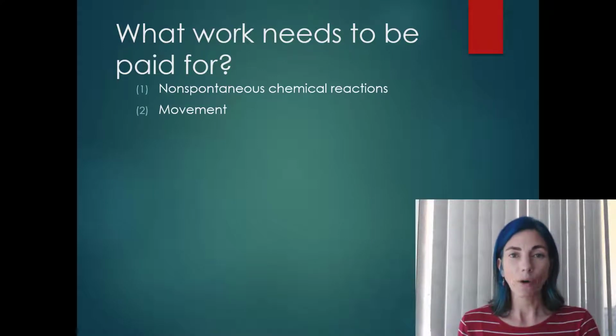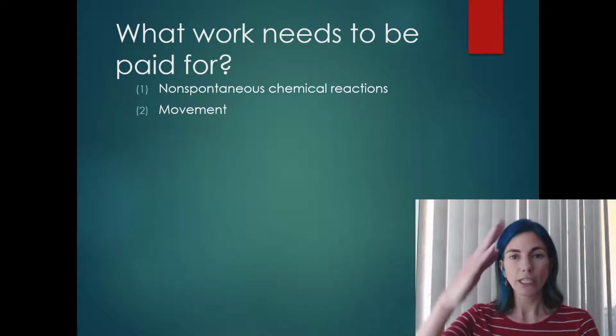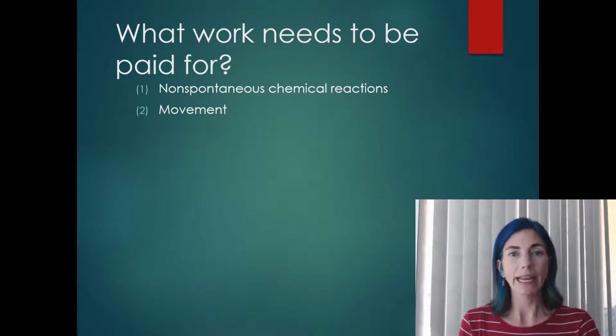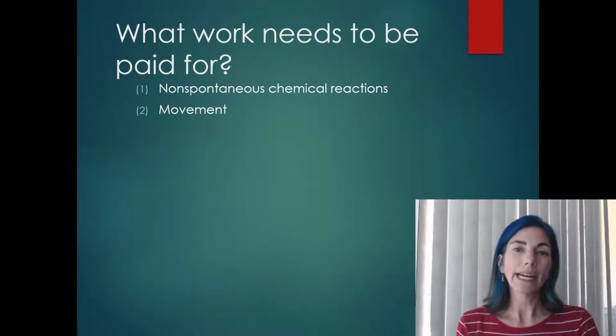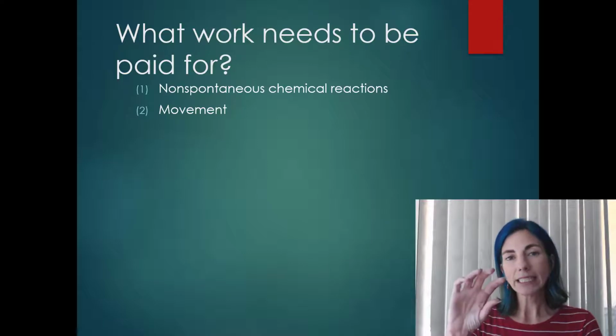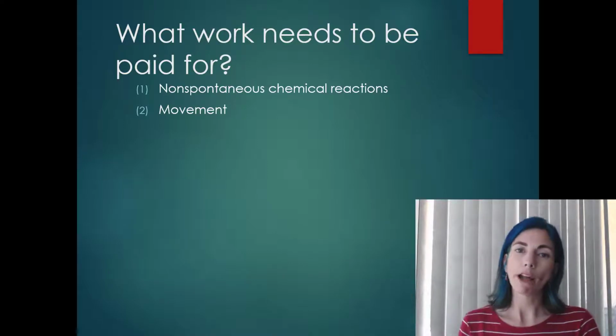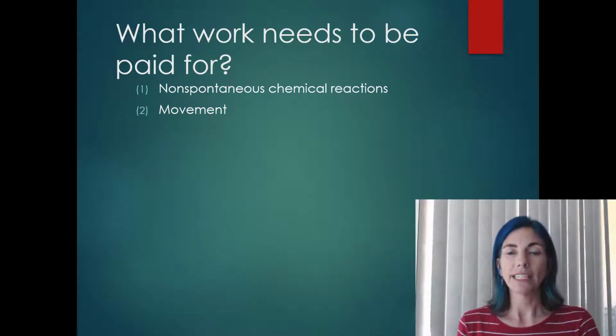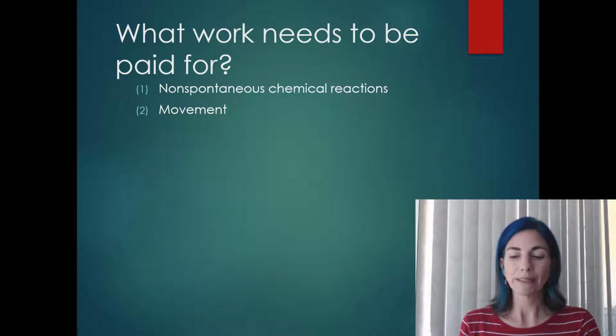Now, another category is movement. And this can be movement that you could potentially see under a microscope, like a flagella moving in a sperm. Or it could be something like the vesicles moving along the monorail tract of the cytoskeleton. Or it could be something like a muscle contraction. Those are all types of movement.